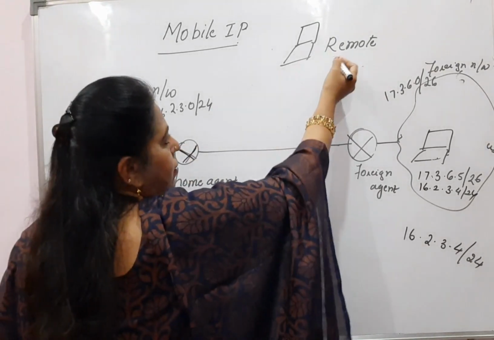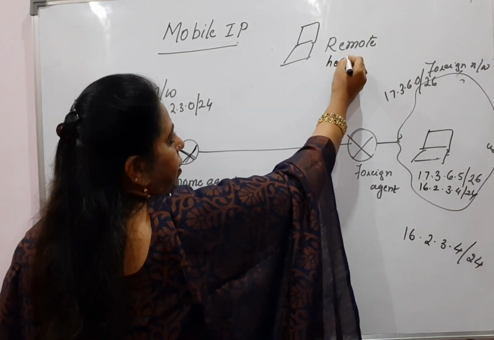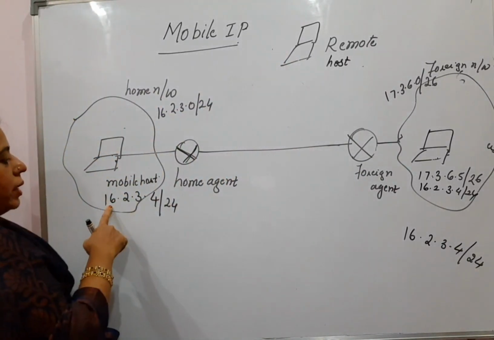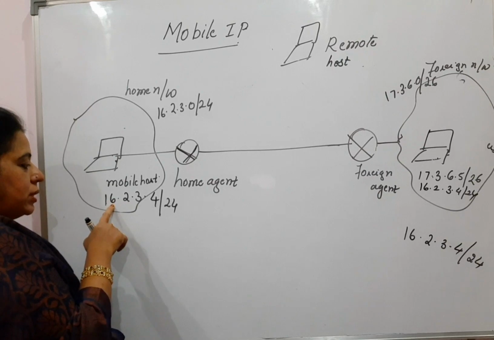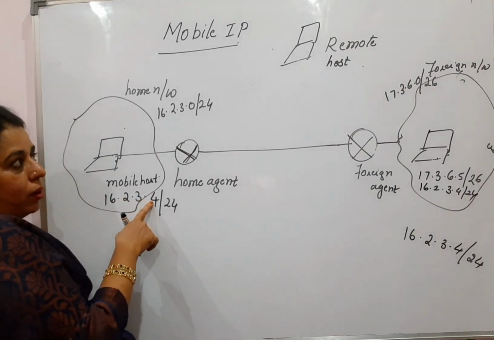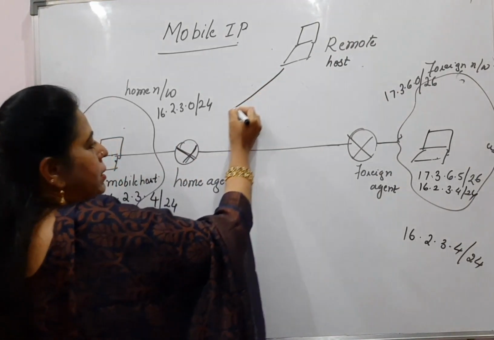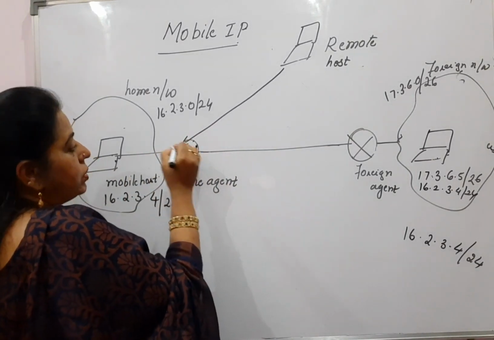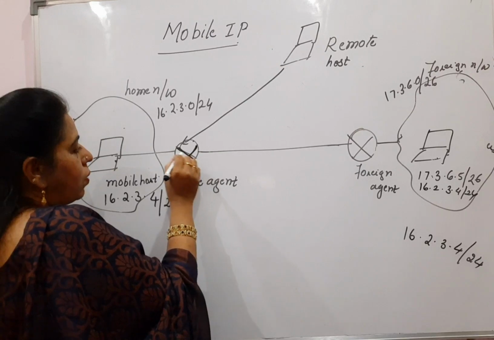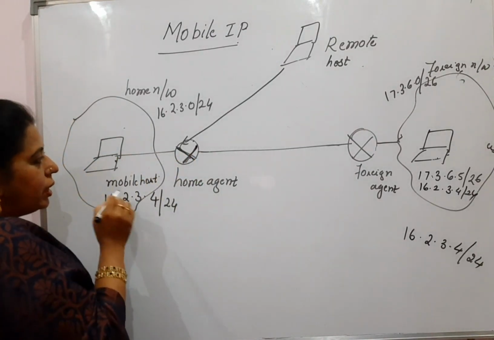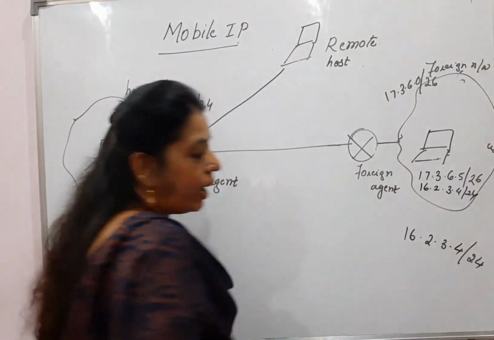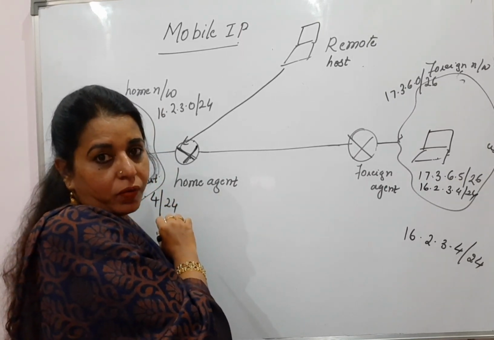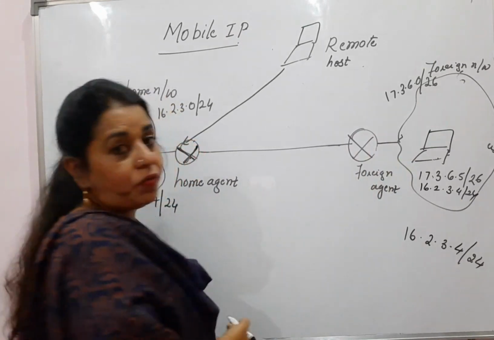If any other host wants to communicate with this mobile host, this host knows that the IP address of the mobile host is 16.2.3.4. That's why it will send the message to this network only. And this router has to decide now, because this router knows that this host which was originally present in the network has traveled to another network, has already left this network. It is nowhere present here, and it has gone to the foreign network.